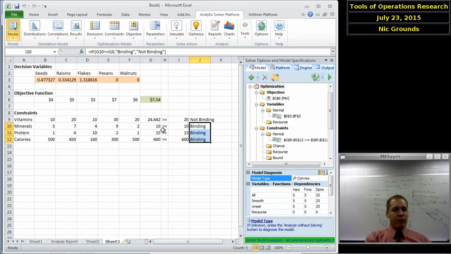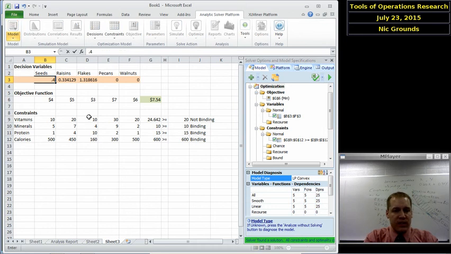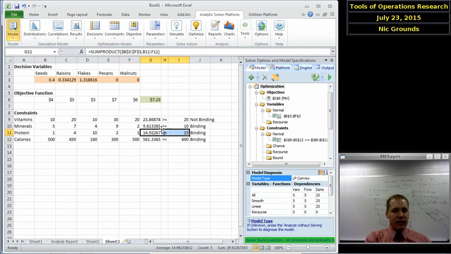Beyond that, there are 3 other binding constraints, the ones for mineral, protein, and calorie nutrition requirements. So those in some way form a constraint space for seeds, raisins, and flakes that prevented us from choosing lower values of any of those, right? If we had chosen fewer seeds, so let's just try, for 0.47, let's say if we had only chosen 0.4 pounds, we would have violated all 3 of those nutritional constraints. Right? So we probably would have needed to up raisins.